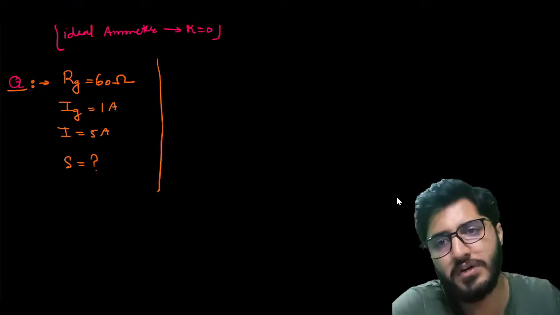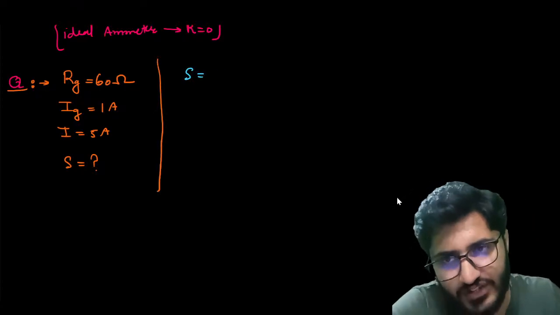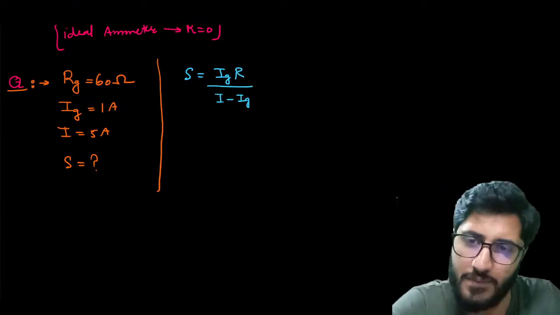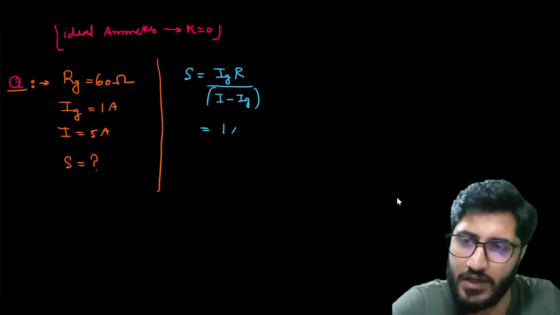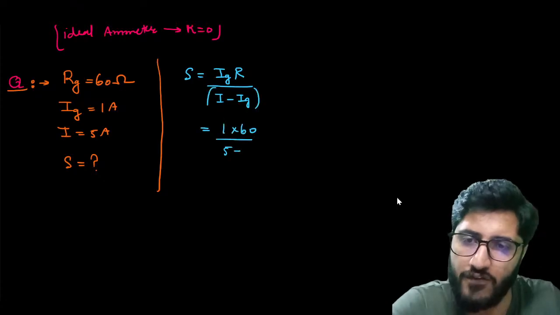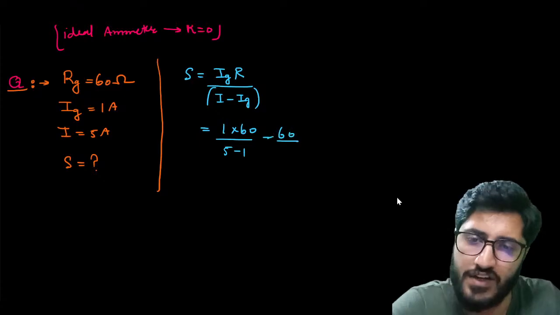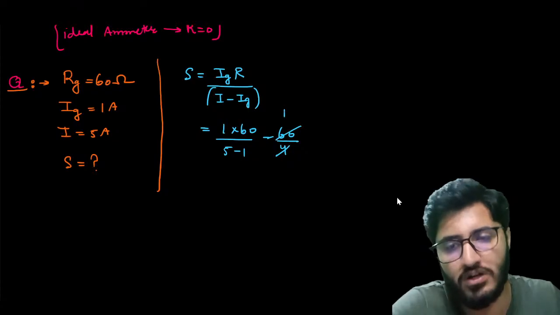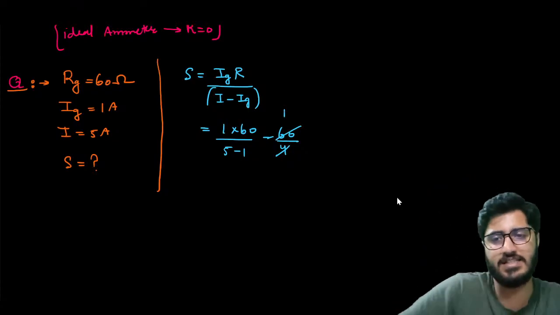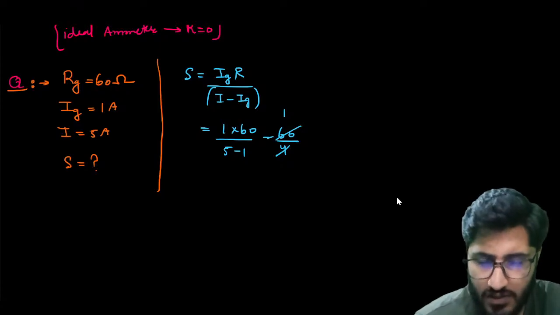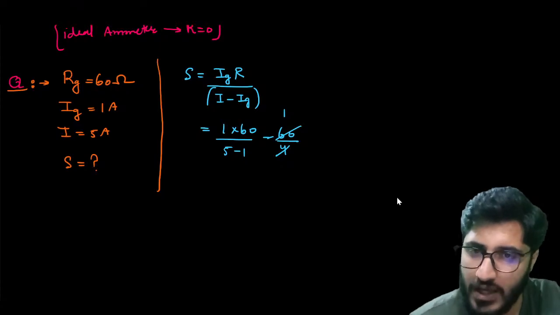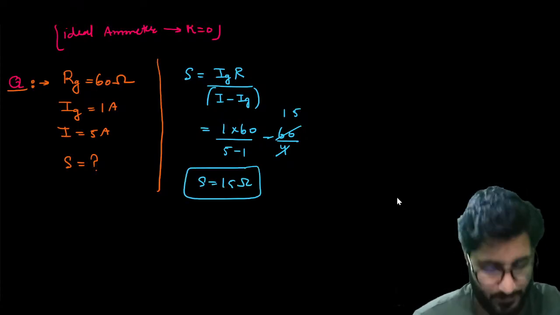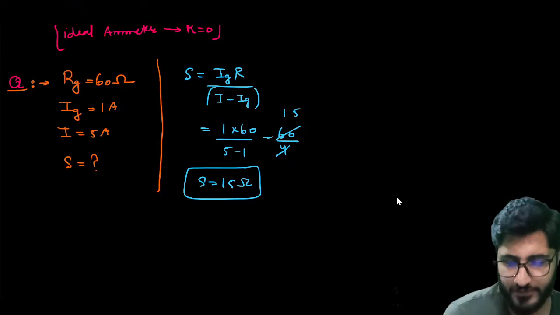Sir, how can we do it? Look, we know shunt. What is shunt? Shunt is Ig into Rg divided by I minus Ig. What is Ig? It is 1, into Rg is 60, divided by I is 5, 5 minus 1. It is 60 divided by 4. So my S came out to be 15 ohm.